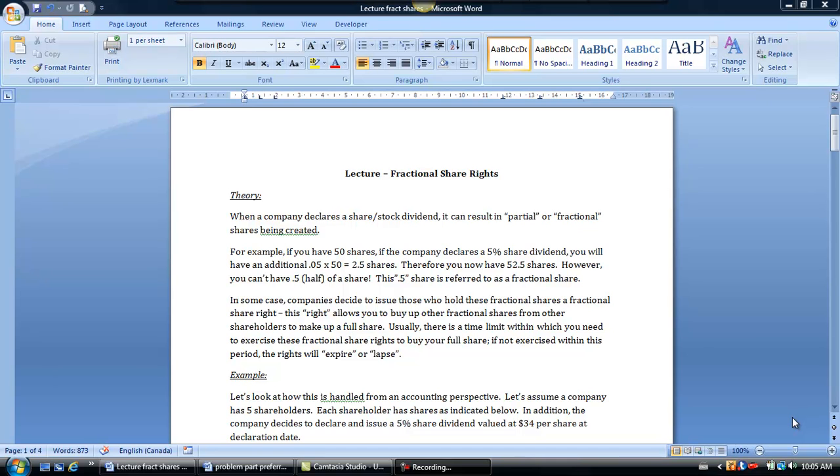Hi folks, welcome to this short lecture on fractional share rights. In this lesson we're going to explain how they work theoretically and then provide you with a short example and then a longer example.